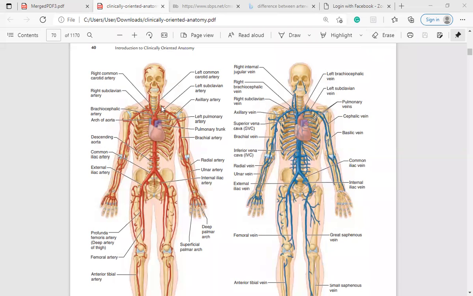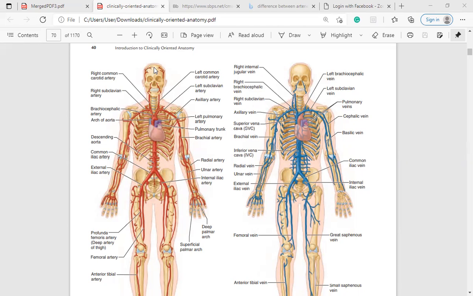Once they get into the head, it will split into the internal carotid and the external carotid. And then the internal carotid will split further again to give some branches, and the external carotid will split further to give some other branches. And those branches supply the brain in what we call the arterial circle of Willis. So the blood supply to the brain, there is an anastomosis of blood vessels.